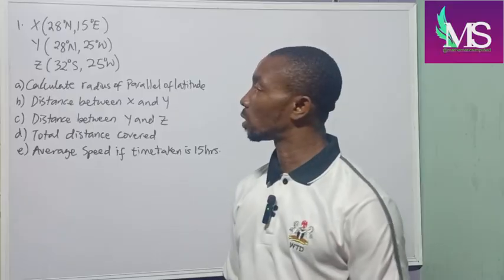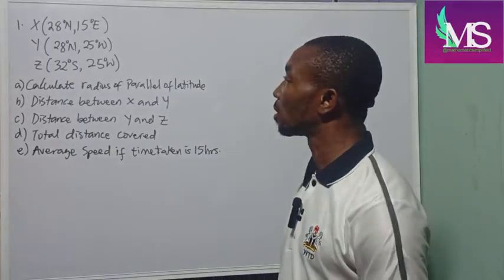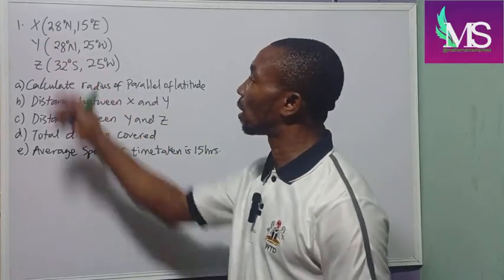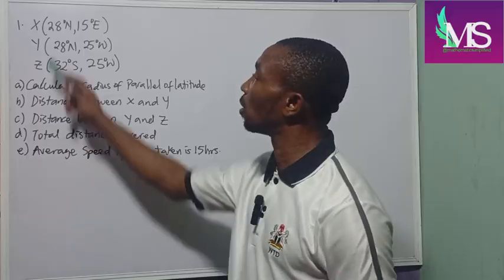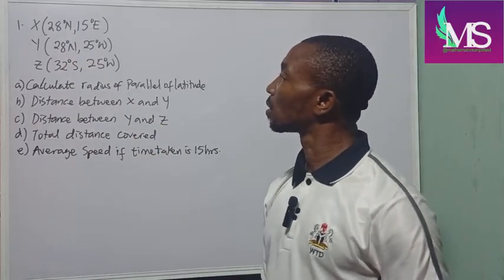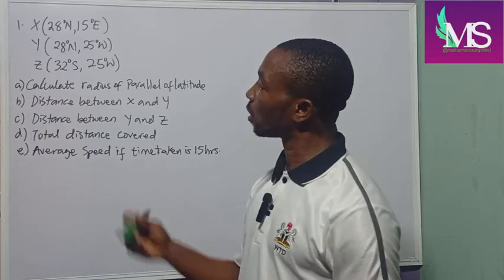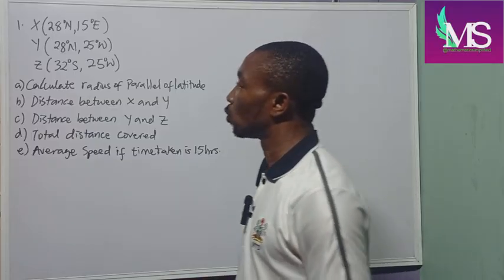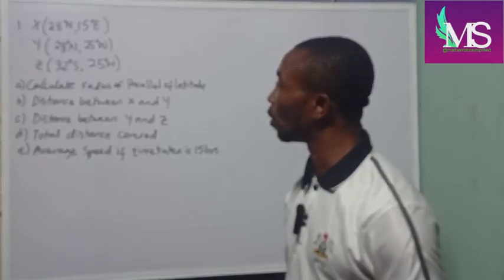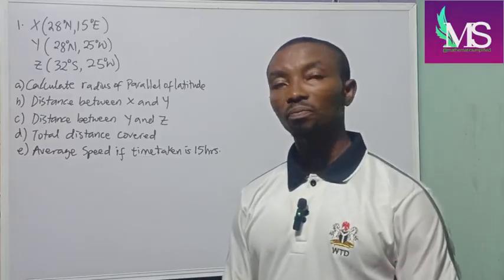Alright, now our first question is on longitude and latitude, and it says we are given the coordinates of X to be on 28 degrees north, 15 degrees east, and coordinates of Y to be on 28 degrees north, 25 degrees west, and the coordinate of Z to be on 32 degrees south, 25 degrees west.